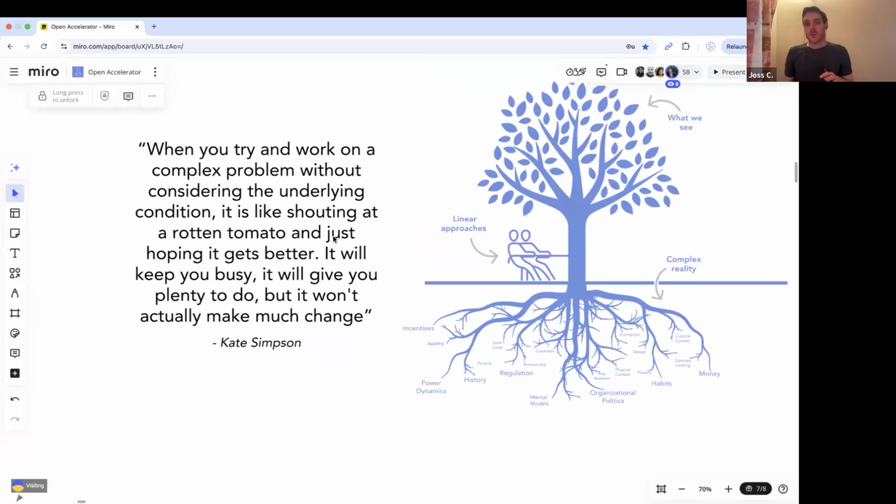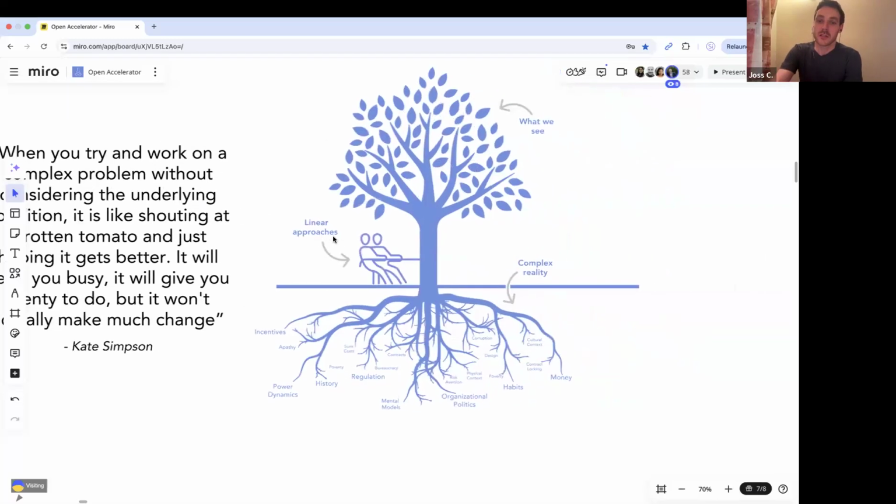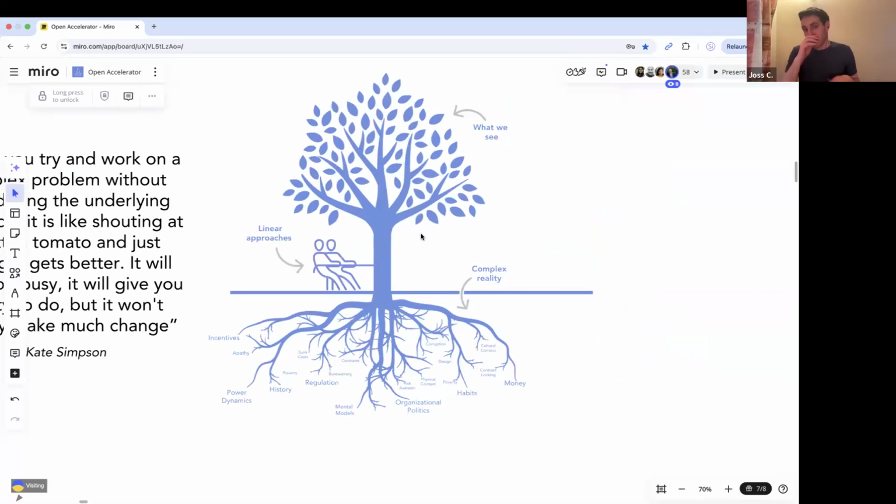So Kate Simpson puts it quite well. When you try to work on a complex problem without considering the underlying conditions, it's like shouting at a rotten tomato and just hoping it will get better. It will keep you busy, it will give you plenty to do, but it won't actually make much change. And that's where we are at this time quite often with our approaches, trying to change parts where the problems are really systemic.